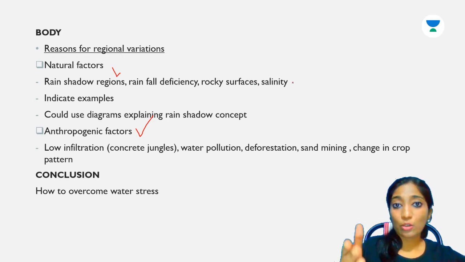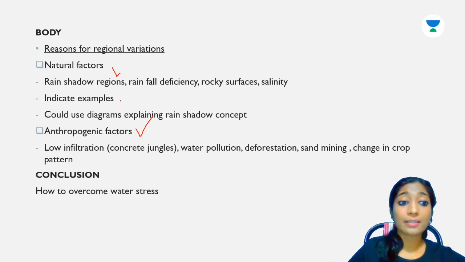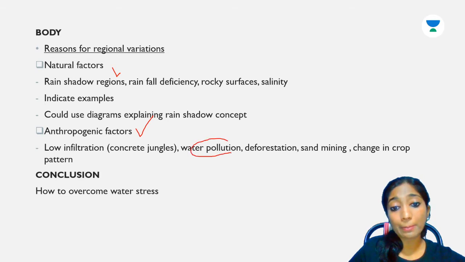Then salinity, coastal regions, what issues they are facing. Indicate certain examples. So again, you can use diagrams. Regarding anthropogenic factors, you can talk about urbanization, the concrete jungles being created, water pollution, especially in the UP belt, deforestation, sand mining, change in cropping pattern, which is being observed in Maharashtra, the Marathwada, Vidarbha region. So all that you can mention.